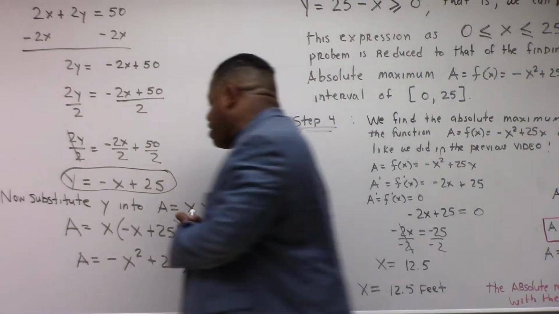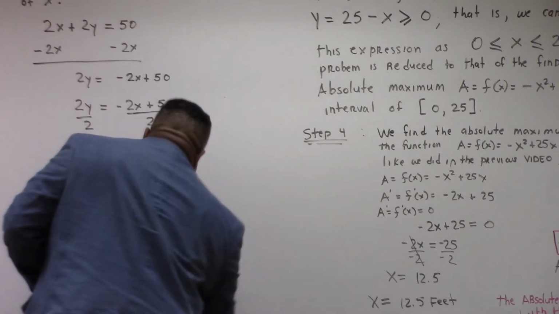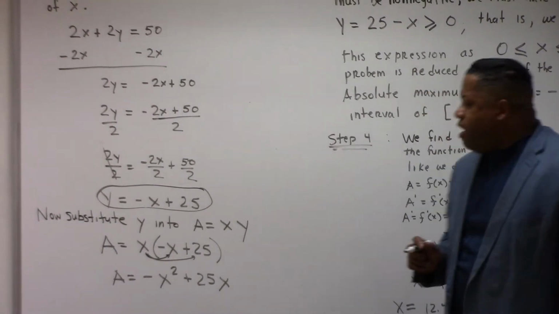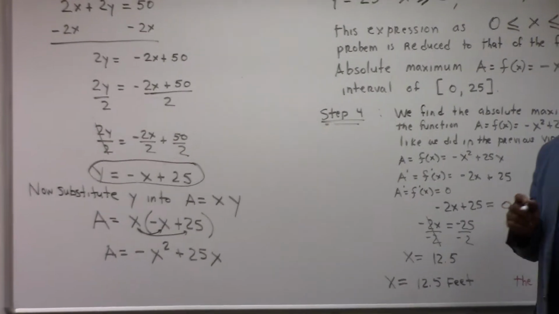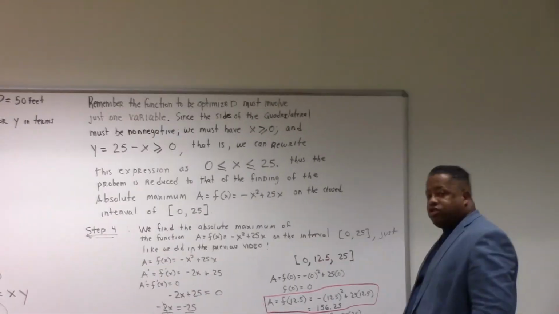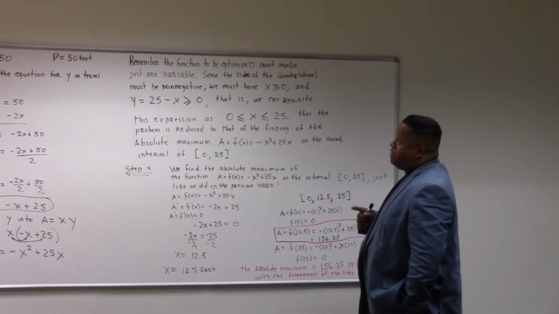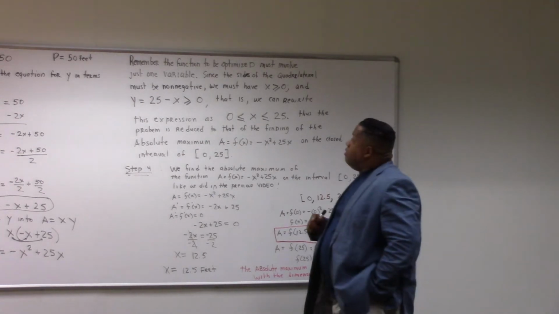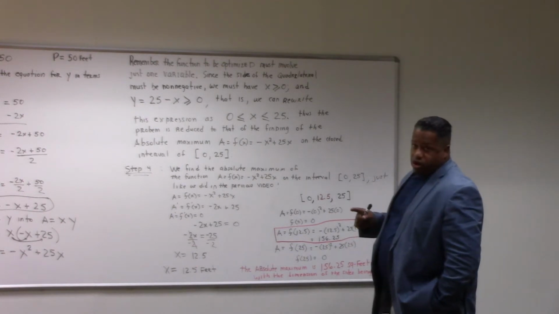When we distribute x to each of the terms, we come up with area equals negative x squared plus 25x. Now, remember the function to be optimized must involve just one variable. And since the size of the quadrilateral must be non-negative, meaning it can't be a negative number, we must have this relationship, x is greater than or equal to what?